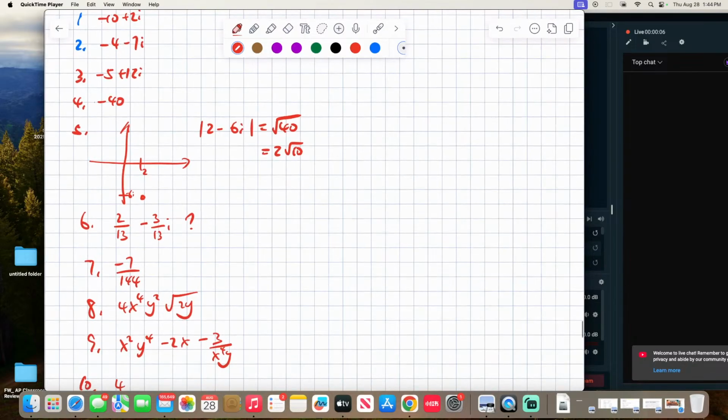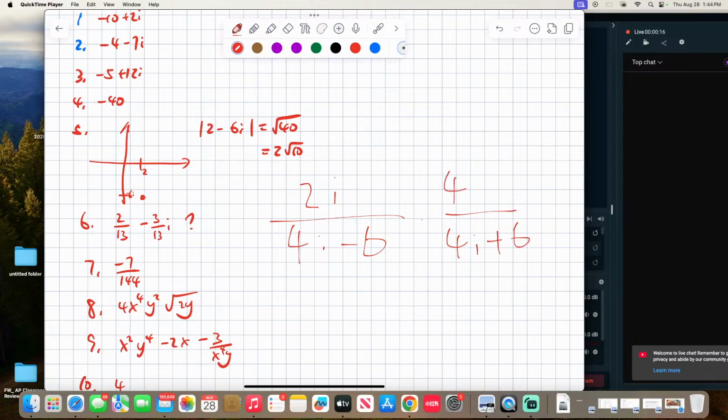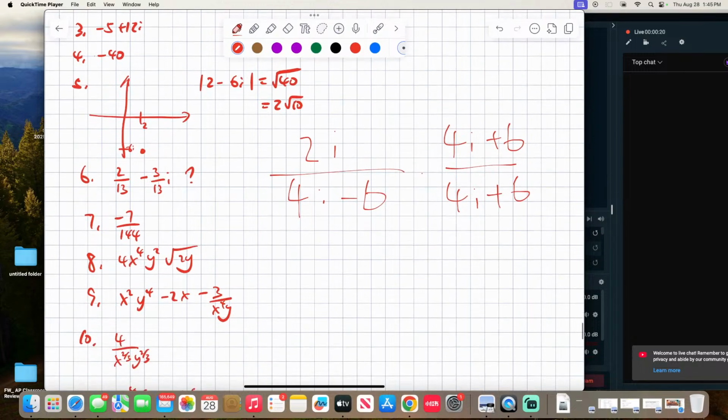So for 2i over 4i minus 6, you should have multiplied by 4i plus 6. It's called the conjugate, right? So this will end up to be 16i squared minus 36. Is that okay? And that's going to be 8i squared and plus 12i.